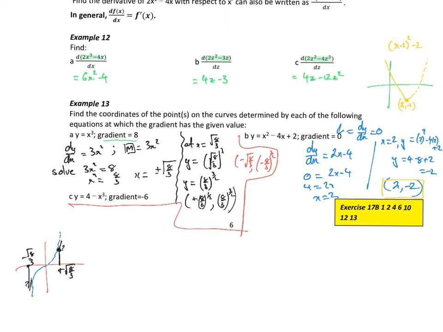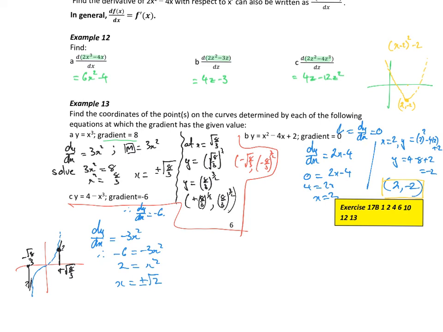So what about for y equals 4 minus x cubed? Whereabouts is that gradient negative 6? Again, that just means dy/dx has to equal negative 6. So dy/dx is equal to negative 3x squared, and we have to solve that. Negative 6 equals negative 3x squared. 2 equals x squared. So x equals plus or minus the square root of 2.